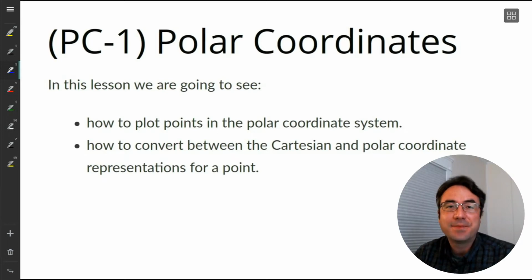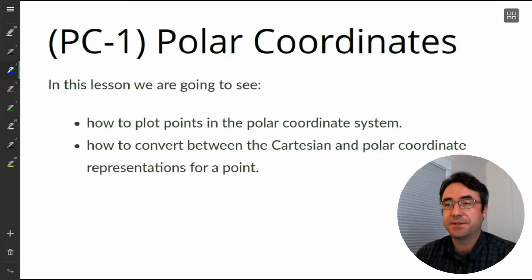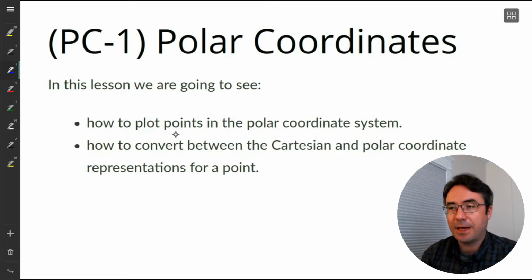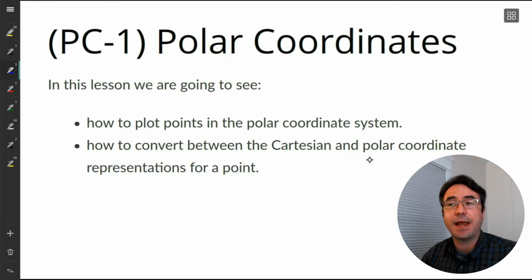All right, welcome everyone. Today we're going to be starting our new unit of material, and that's polar coordinates. So in today's lesson specifically, we're going to see how to plot points in this polar coordinate system. And then next time we'll see how to actually convert back and forth between Cartesian and polar coordinates. So today we're just going to introduce the polar coordinate system and see how to plot points.